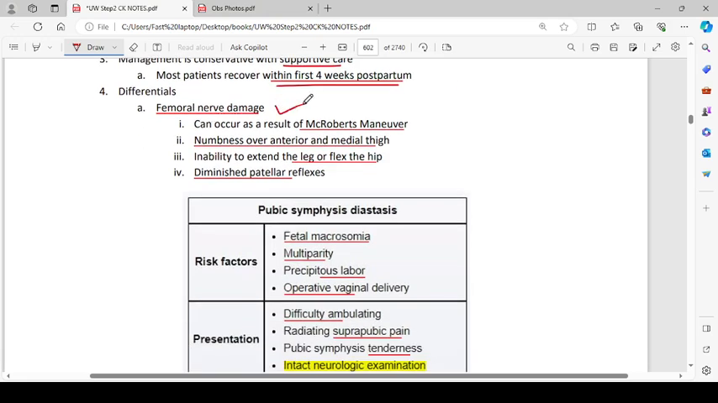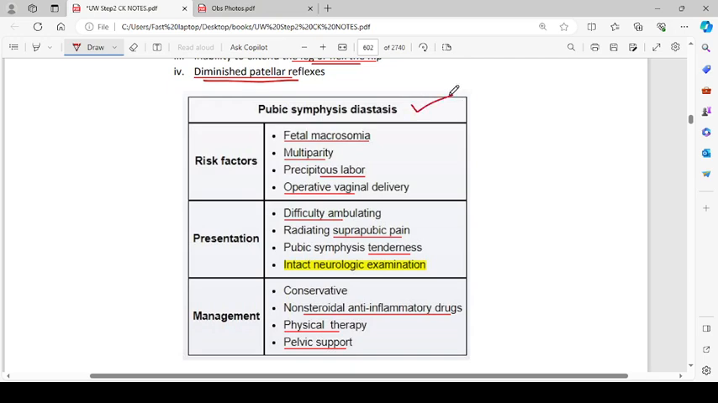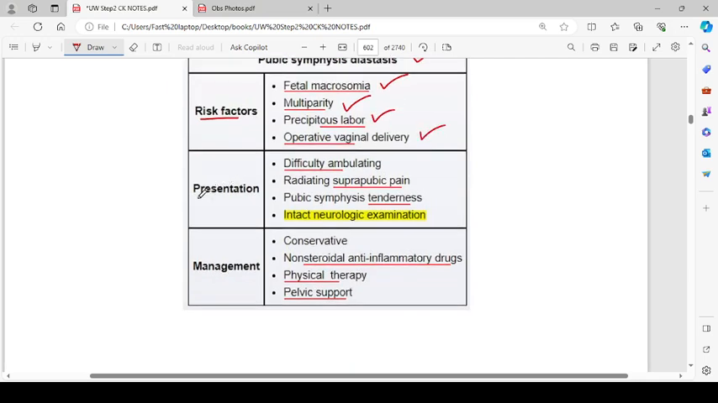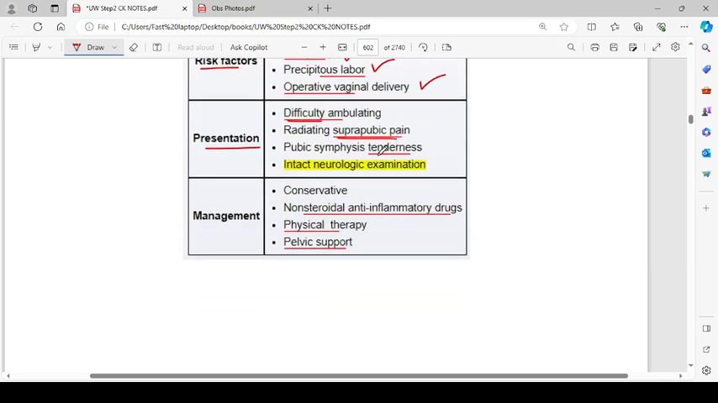Differentials: femoral nerve damage can occur as a result of McRoberts maneuver, with numbness over the anterior and medial thigh, inability to extend the leg or flex the hip. There will be diminished patellar reflexes. Pubic symphysis diastasis: risk factors are fetal macrosomia, multiparity, precipitous labor, and operative vaginal delivery. Presentation is difficulty ambulating, radiating suprapubic pain, pubic symphysis tenderness, and an intact neurological examination. Management is conservative: NSAIDs, physical therapy, and pelvic support.